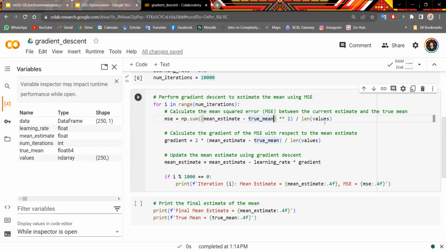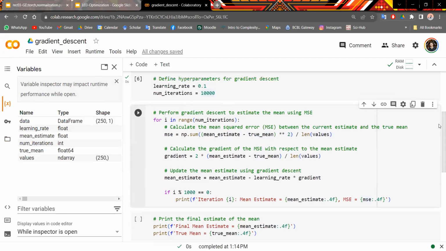Squared divided by length. Wait, what? I know what I did here. I did it differently than what I should have done. I didn't minimize the mean squared error. Instead, all I did was minimize the distance between our estimate and the true mean, because I used the true mean.